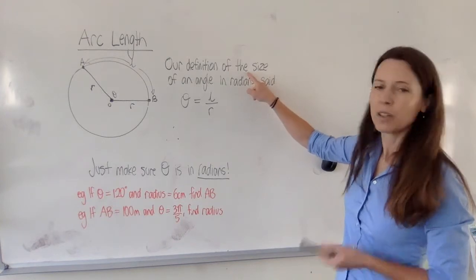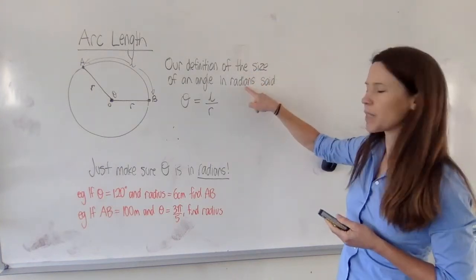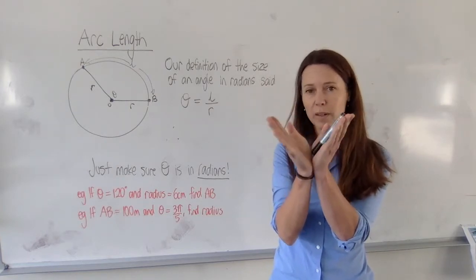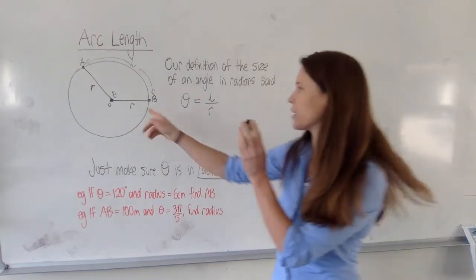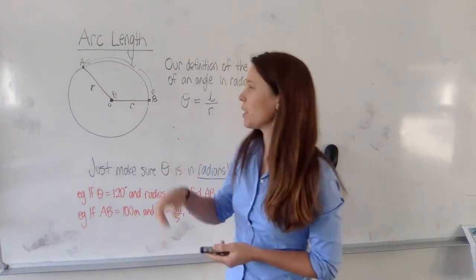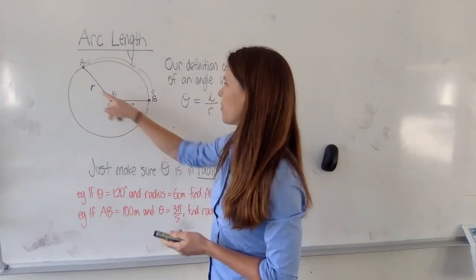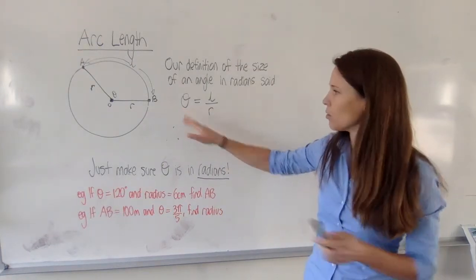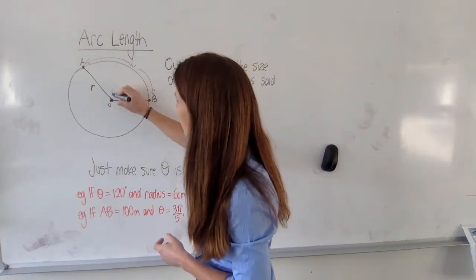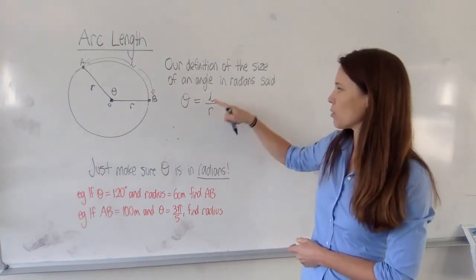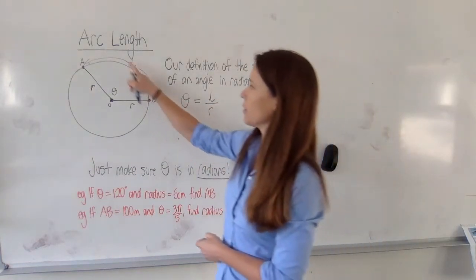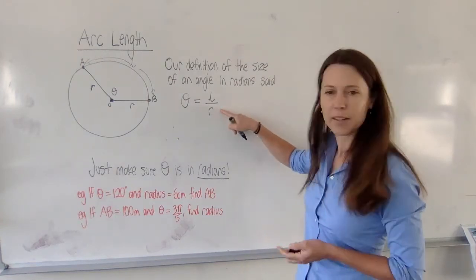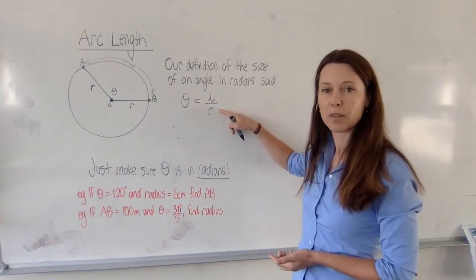Our definition for the size of any angle in radians: any angle can be made by opening up two arms. If we let those two arms be radii of a circle and place the 2 points at the end of those radii on a circle, then our definition for the size of an angle in radians was that the size of the angle would be equal to the length of the arc divided by the radius of the circle. So this is central to our whole understanding of what radians really mean.